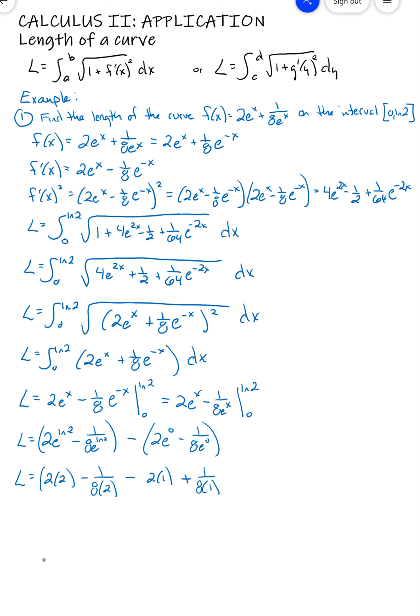And from here on out, it's just a little bit of arithmetic. I'll let you work through that. You should end up with 33 over 16. Hope that makes sense. Enjoy!